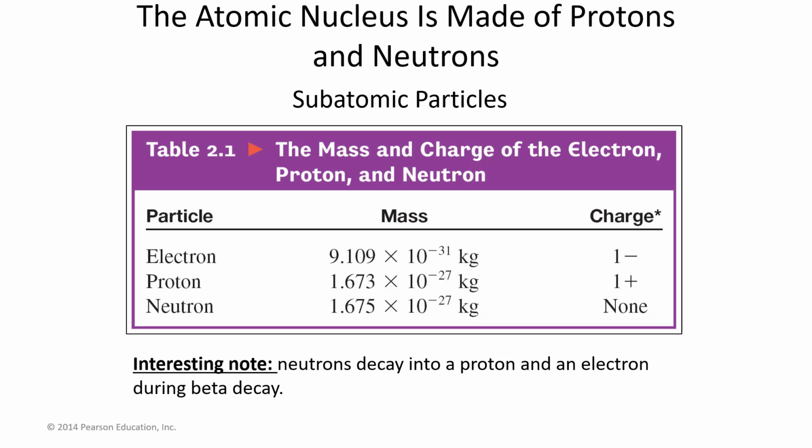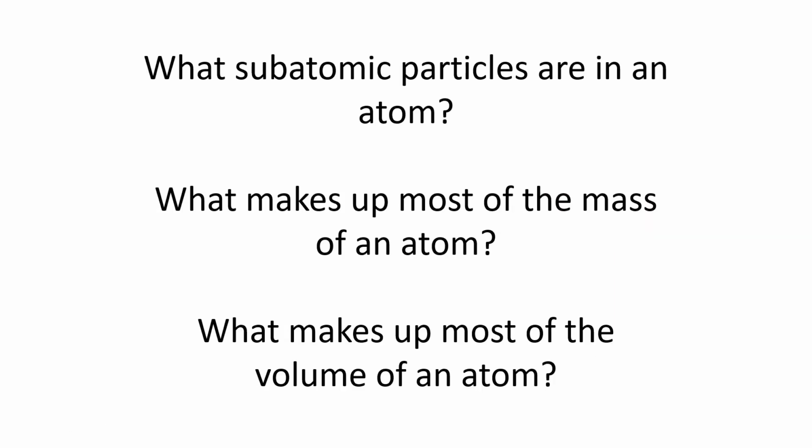This is an interesting note, which we'll get into much longer whenever we talk about radioactivity, and that is that neutrons can actually decay into a proton and an electron during beta decay. And so if you add together the mass of a proton and electron, you get basically a neutron, which makes sense because neutrons are neutral and they could be composed of an electron and a proton. So that's really fun to remember. And if you ever ask which one's heavier, a proton or a neutron, it's a neutron because it could decay into both a proton and an electron.